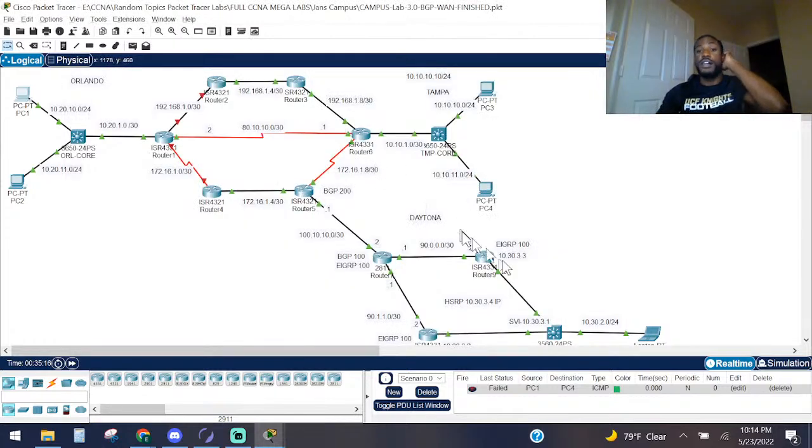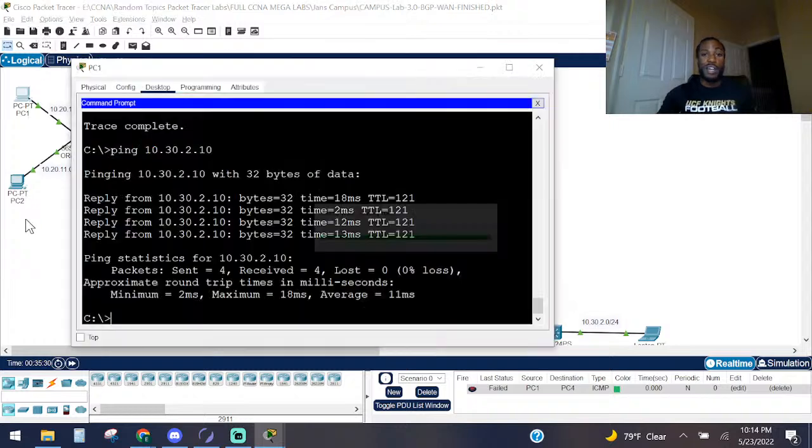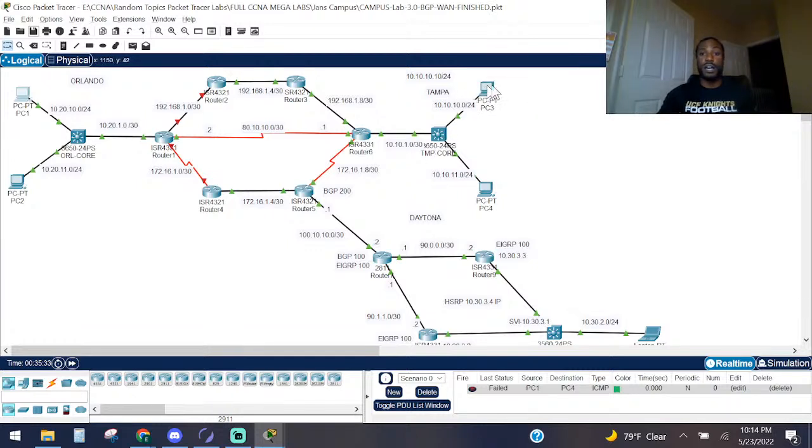I would have seen that issue if I would have pinged from Daytona to Orlando, and then I would have seen that routing loop. Once I saw that routing loop, I was like, oh, okay, he's not going to make it because these two links are down. So I'm going to go ahead and save this, email this to my boss, and hopefully that was the solution. But as you can see, it worked. Let's move on to the next lab.